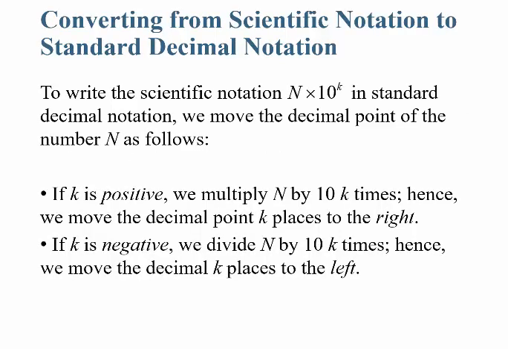So to write scientific notation, n times 10 to the k power, in standard decimal notation, we move the decimal point of the number n as follows. If k is positive, we multiply n by 10 k times. Hence, we move the decimal point k places to the right. Similarly, if k is negative, we divide by 10 k times. Hence, we move the decimal place to the left, k places.